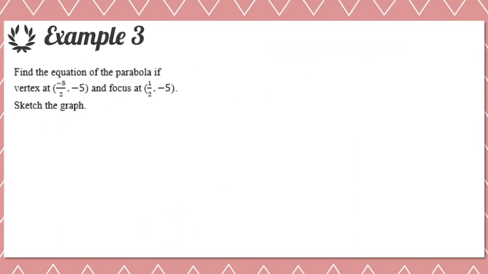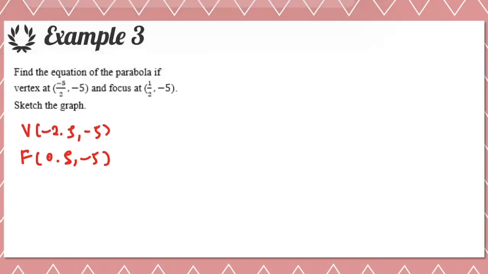For example 3, the question asks us to find the equation of the parabola if the vertex is at (-5/2, -5) and the focus is at (1/2, -5). So let's extract the information. The vertex is at (-2.5, -5), while our focus is at (0.5, -5).